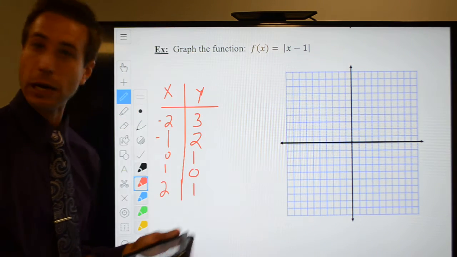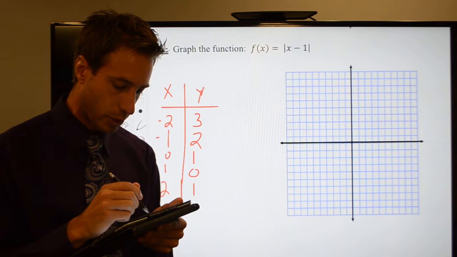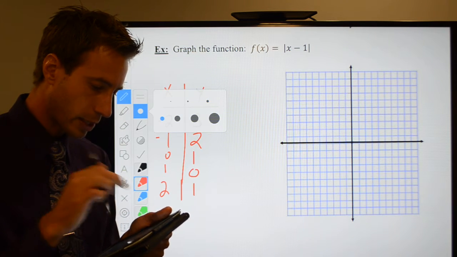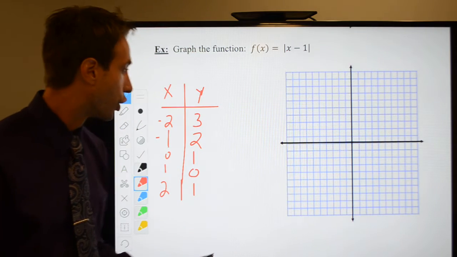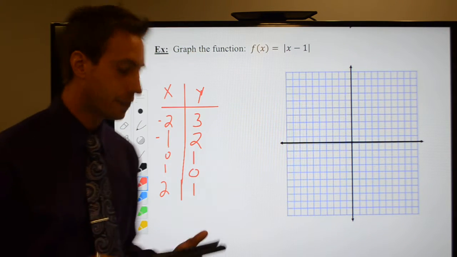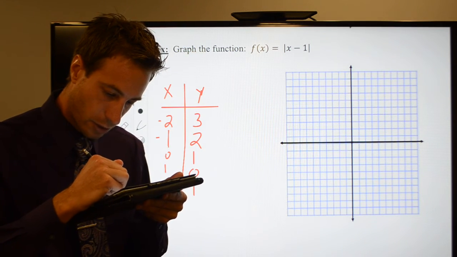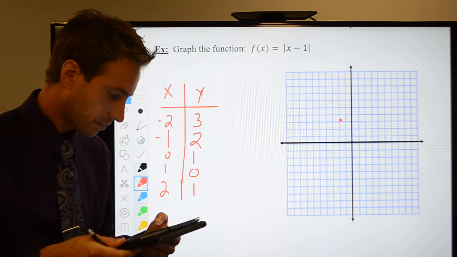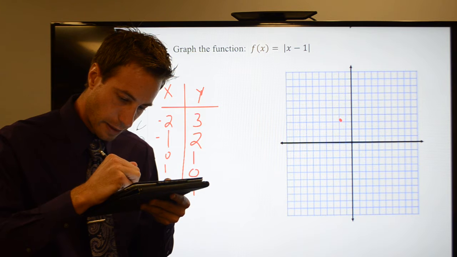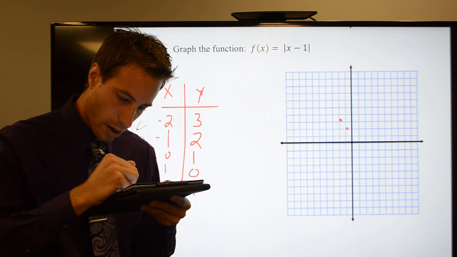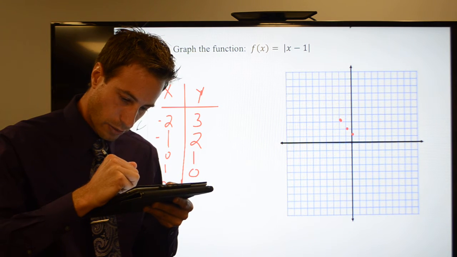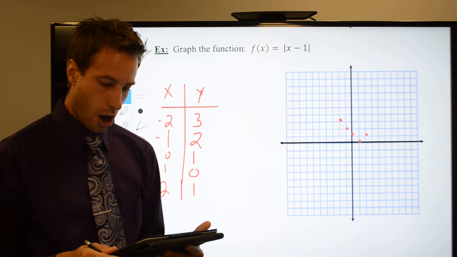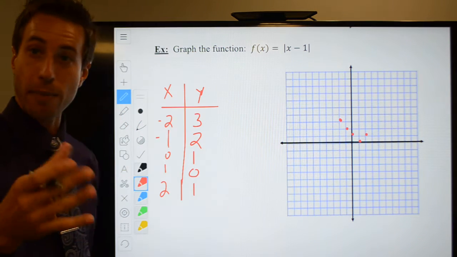Well, those are kind of weird points, but let's see if I can figure out what's going on here. Change my size here so you can see my points. And here we go. I'm going to have -2, 3. Okay. -1, 2 right there. I'm at 0, 1 right there. I'm at 1, 0 right there. And then I'm at 2, 1 right there. Okay, I think I see where my V is at.